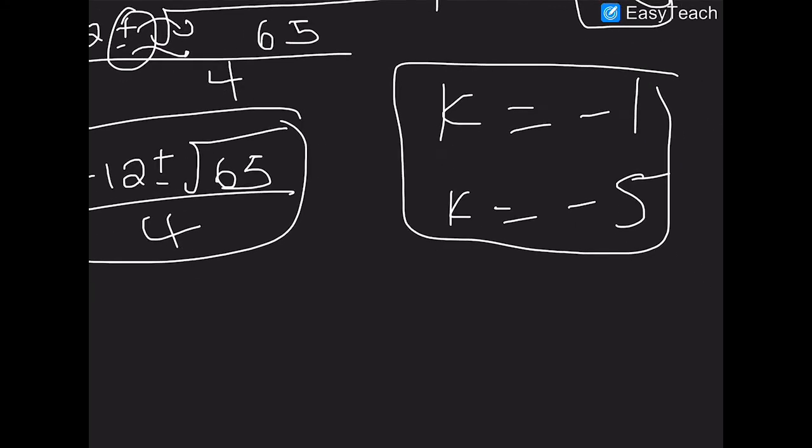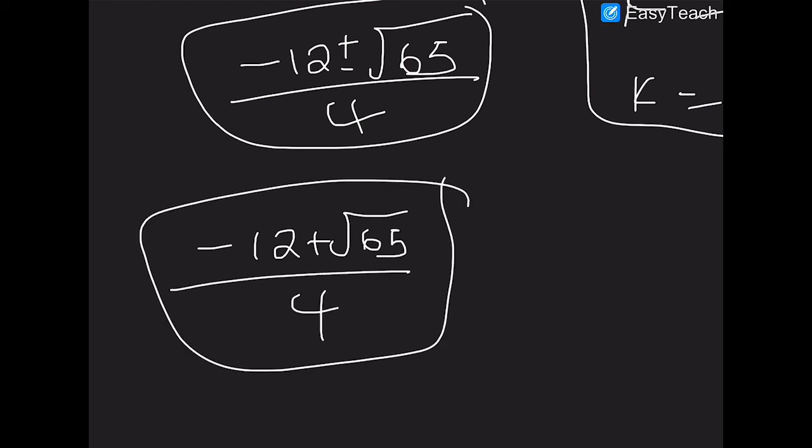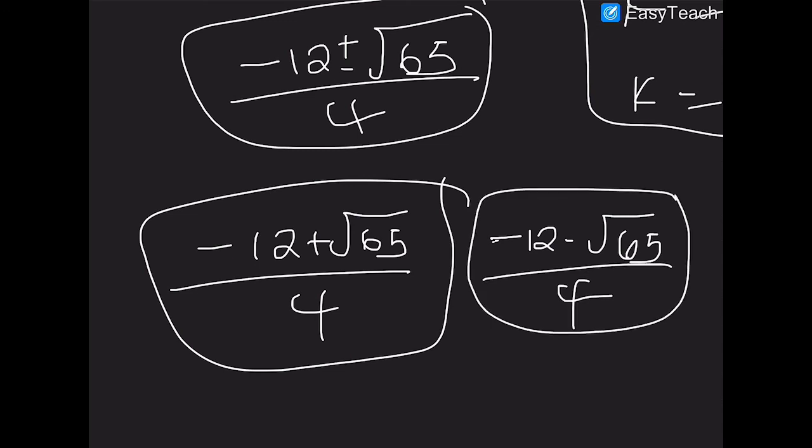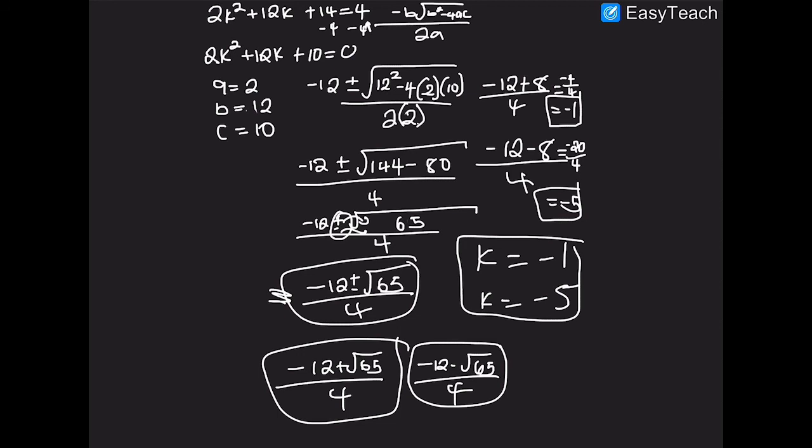Or you could do it where you want to go the long way and do negative 12 plus square root 65 over 4. This is answer 1. And negative 12 minus square root 65 over 4. And then this would be answer 2. You could go ahead and do it like that. Both are correct, but I would rather just do it this way because it's just writing it once and forgetting about it. So this is pretty much using the quadratic formula in a nutshell. You're just plugging your A's, your B's, your C's into the equation and solving for it. It's that simple. It's not that difficult.